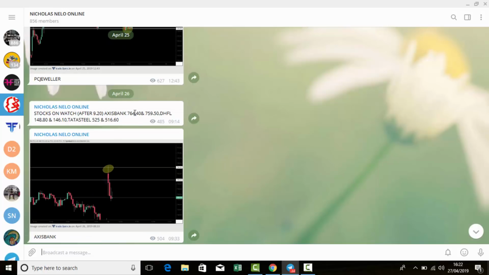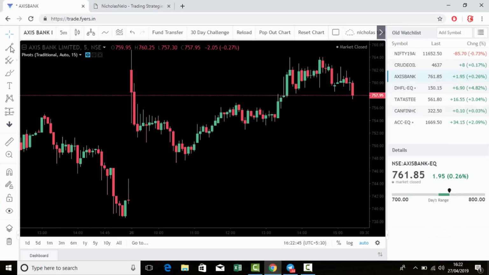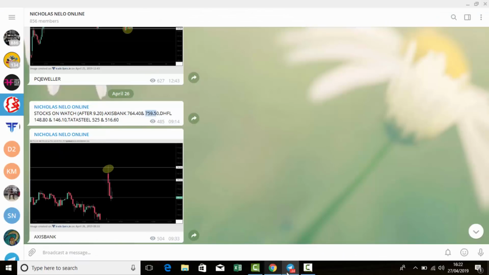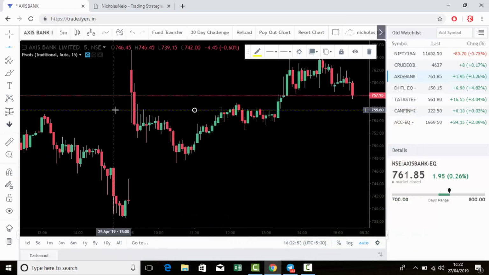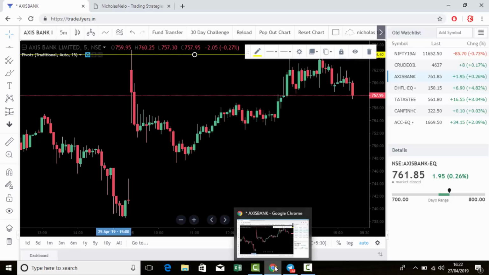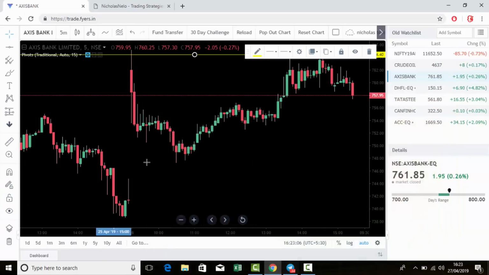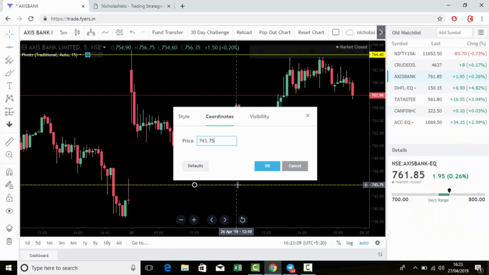In yesterday's case, Axis Bank, I gave 764.40 and 759.50. Just mark those levels on the chart. 764.40. Then 759.50.